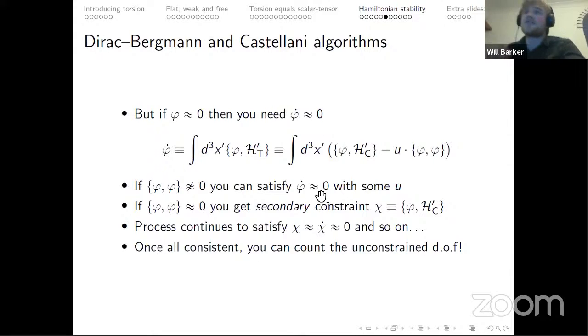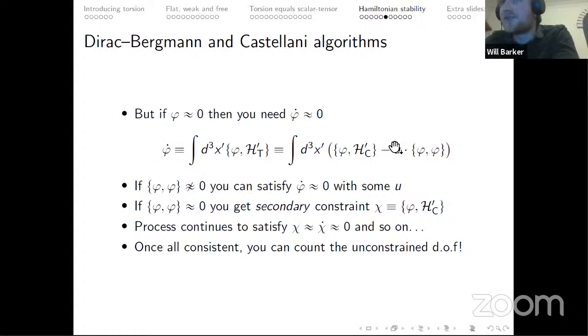It's not enough, however, to just ask that those phi functions be constrained with multiplier fields. Not only do they have to vanish, but as you evolve the theory, you have to have those phi functions having zero velocity, because otherwise they could start to not vanish, right? And so if you ask, okay, what do we need in order for the velocity of those primary constraints to vanish as well? We need the integrand of this term, this equality here to also vanish.